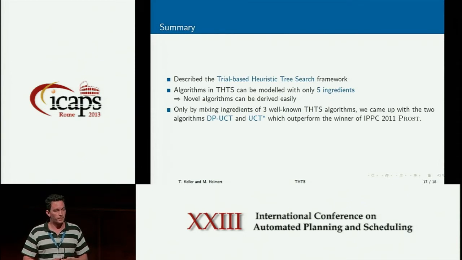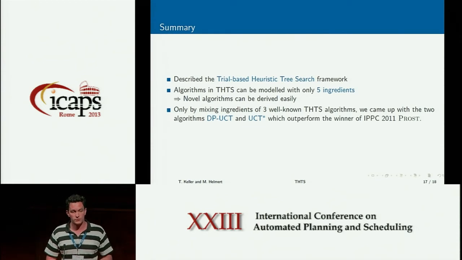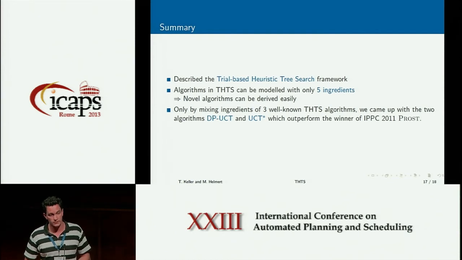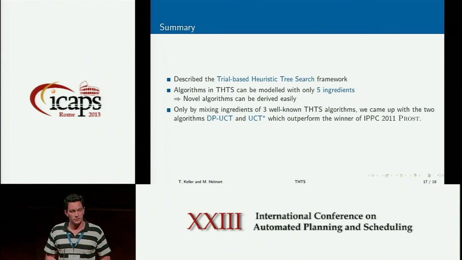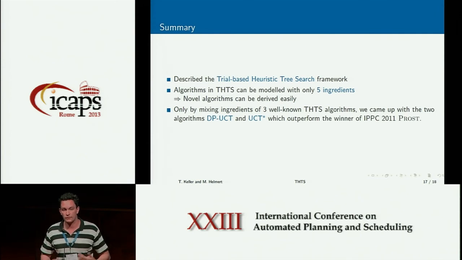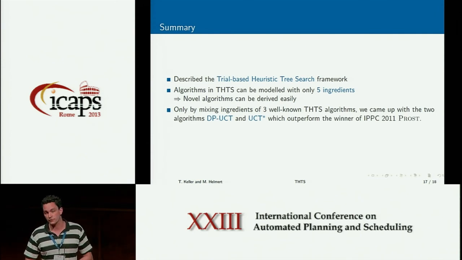Okay, so to summarize, we described the trial-based heuristic tree search framework for finite horizon MDPs. We showed how algorithms can be modeled within this framework by only describing 5 ingredients, and applied the framework to derive novel algorithms by only mixing existing techniques. And in the end, we came up with 2 algorithms which outperform the winner of IPPC 2011 on the domains of IPPC 2011. Thank you.